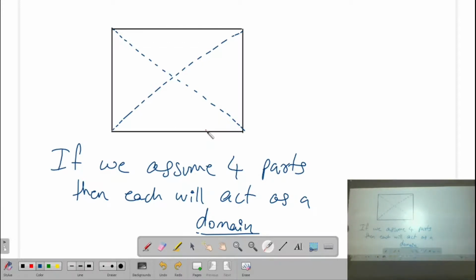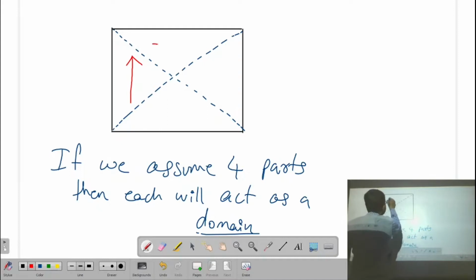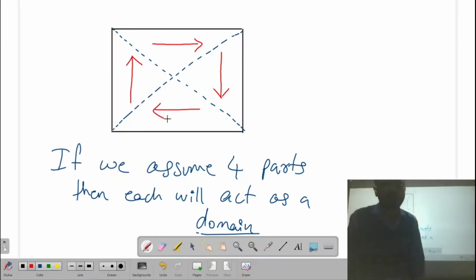Now let us assume that the first domain has a total magnetic moment in this direction, another has it in this direction, the third has it in this direction, and the fourth has it in this direction. This is the total magnetic moment.